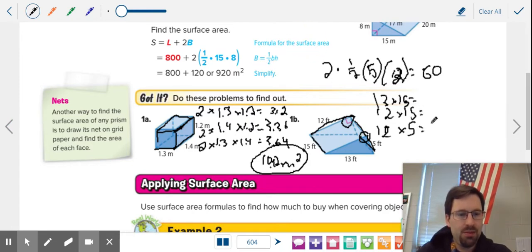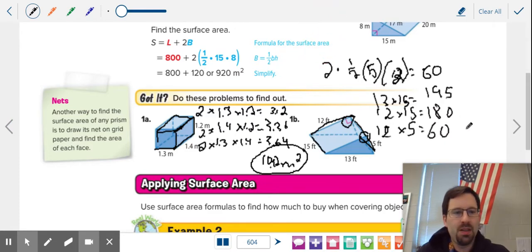So this is 180, 195, and 60. Add them up. Is it 60? Yeah, 60, 2 times 60. 495 feet squared.